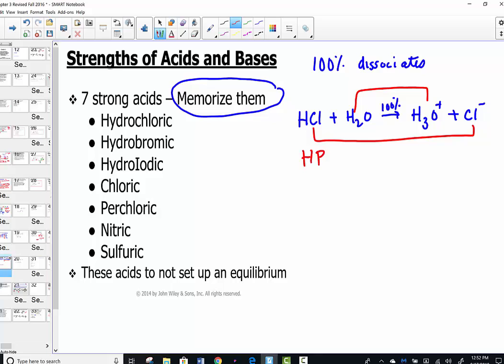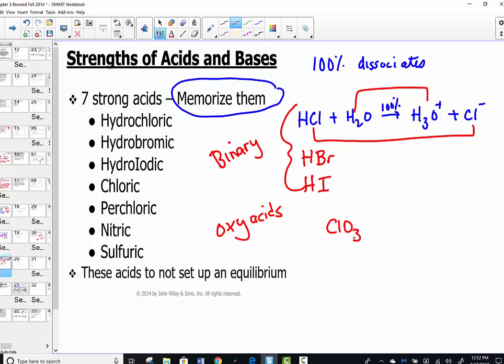Hydrobromic acid, HBr. Hydroiodic acid, HI. We have hydrochloric, hydrobromic, hydroiodic. Those are binary acids. By binary, I mean it's just hydrogen hooked to a halogen, binary. Then we start seeing oxyacids, which involve polyatomic ions. Chloric acid comes from the polyatomic ion chlorate, making it an acid, HClO3, chloric acid.